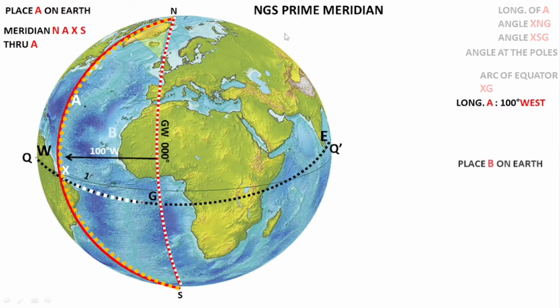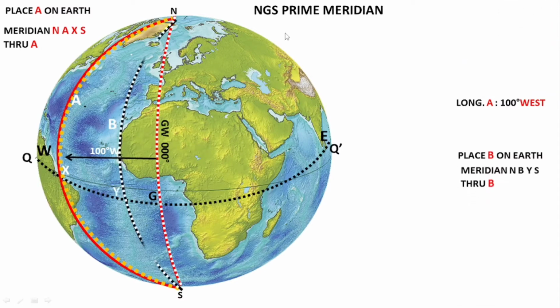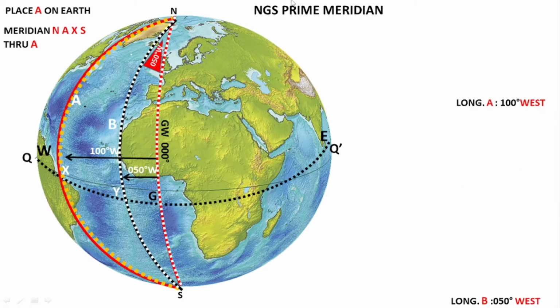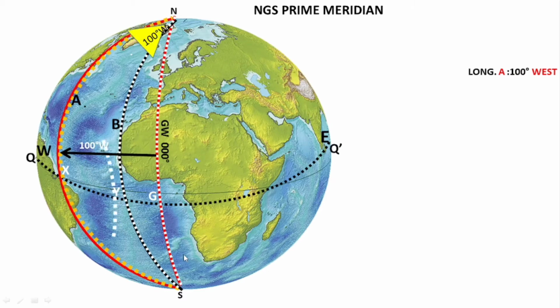Now, if I take another point B here, this also being west of the meridian has got a longitude of west, and as defined, it is angle at the pole or arc of the equator. And I've taken this value as 50 degrees west because both of them are on the west side of the Greenwich, so longitude should be west. So longitude of A, longitude of B, west. Now the names of both the longitudes are the same.